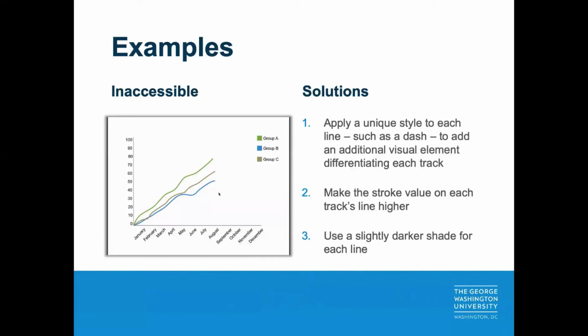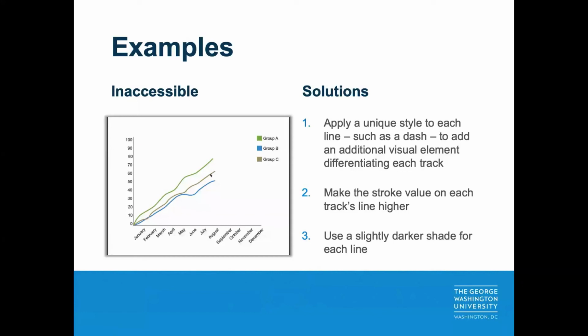You can also try playing around with the value of how heavy the stroke is for each one of these lines to make it a higher value, which is going to make the line bolder and bigger and thicker. And that might make it easier for some of your users to see the difference between them while just using color alone. And then again, you can look at making the shades for each one of these lines slightly darker so that they actually are meeting accessibility compliance.